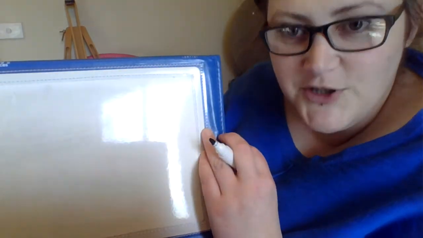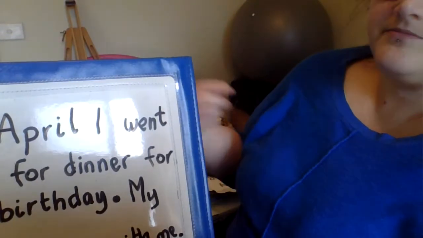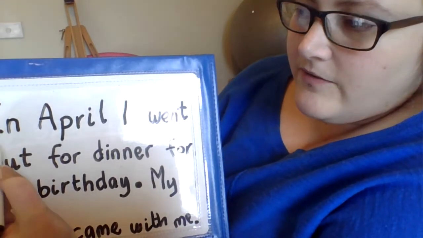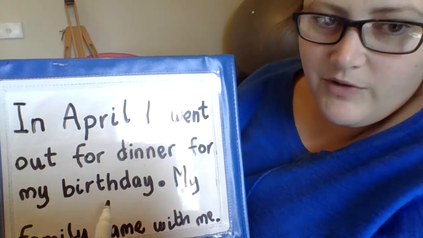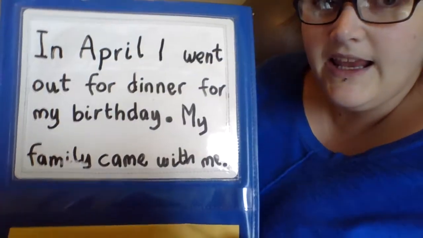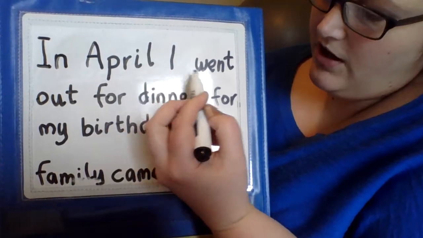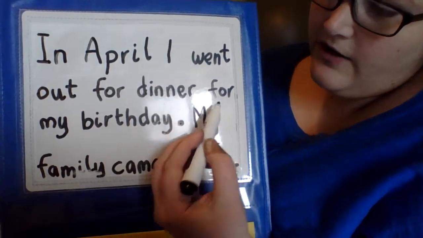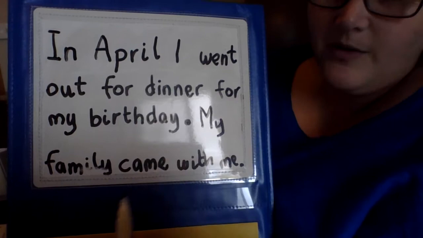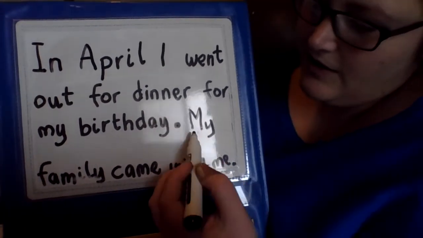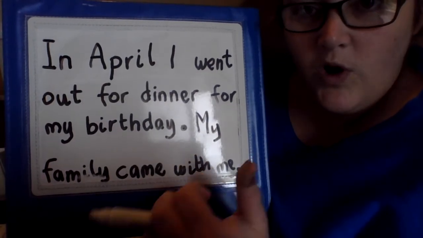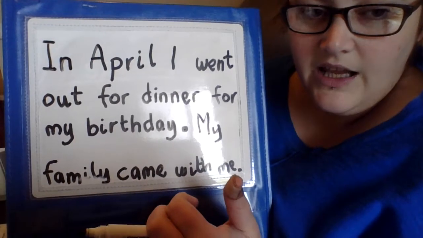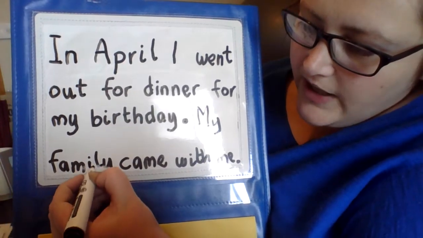Now, I've already started on the other side. So I'm going to show you now what I've started. So, capital letter at the start. In April, because I have to mention when it was. Okay, hold that up. In April, I went out for dinner for my birthday. Full stop. That's my first idea down. My family came with me. So I've said why I went. It was for my birthday dinner, and what I did, and who came with me, which is my family.